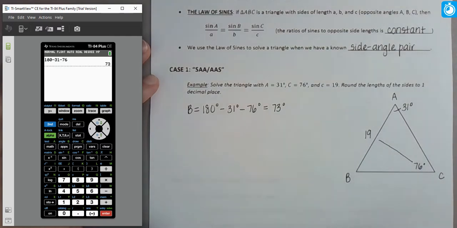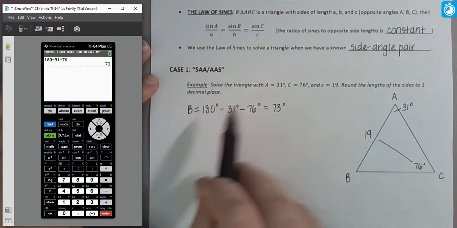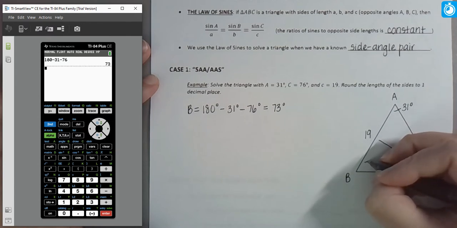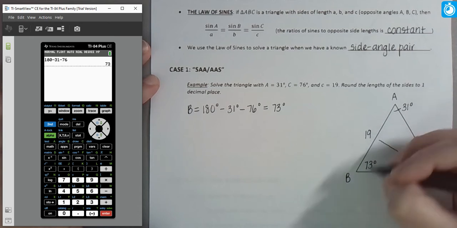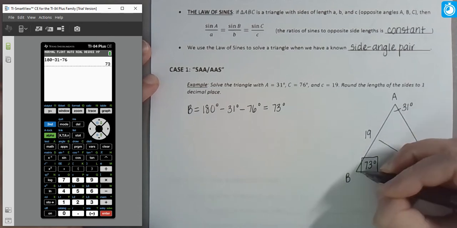And we can label things as we want, or you can just keep working from there. So I'm going to label that. That's going to be 73 degrees. And let me box this in because this was something we solved for.